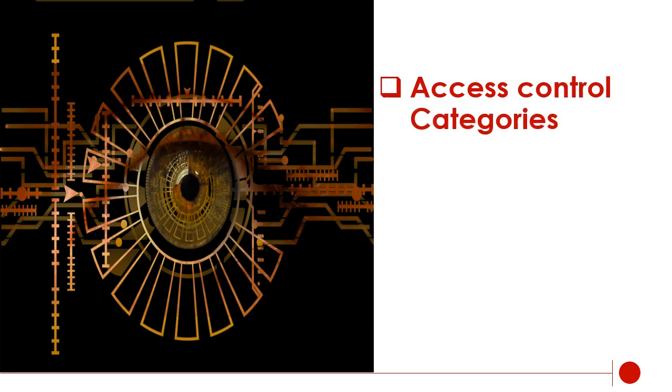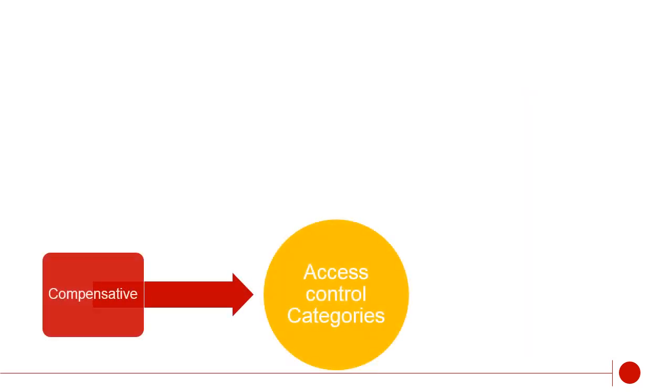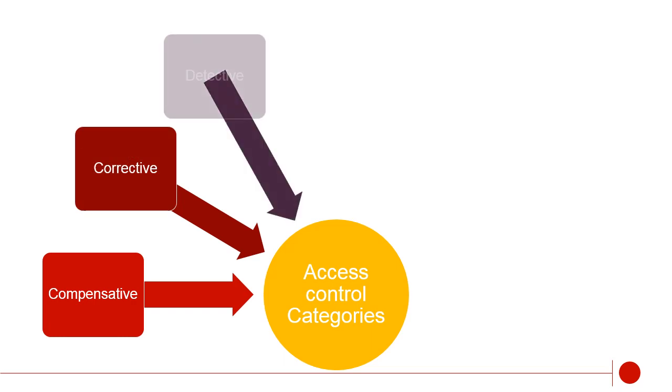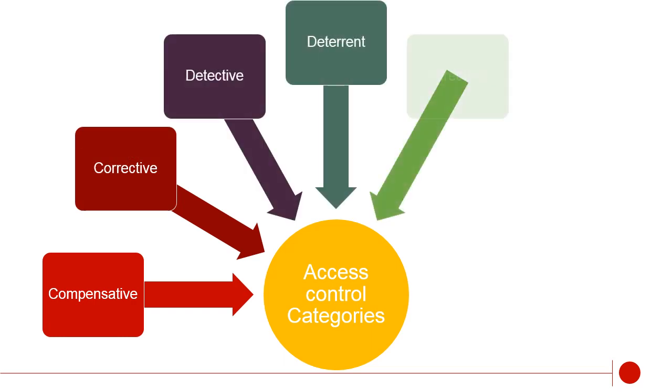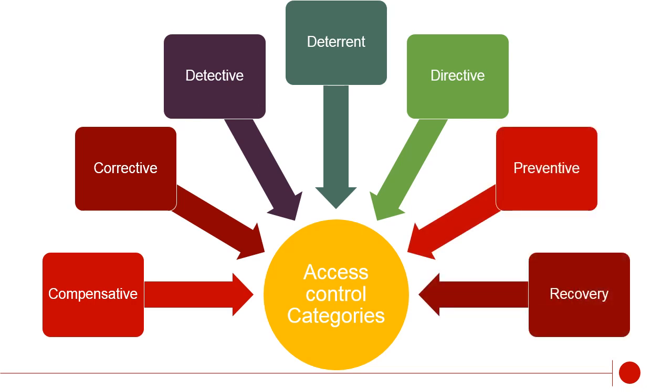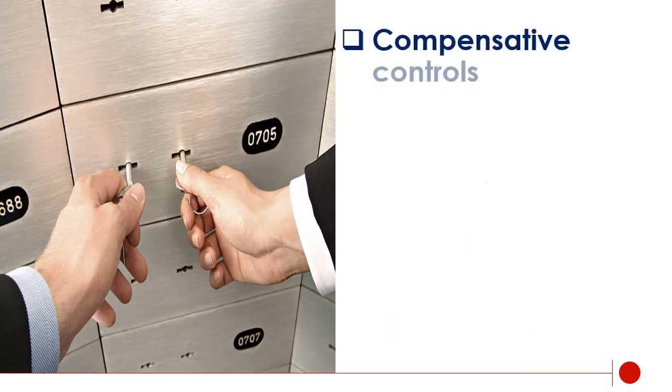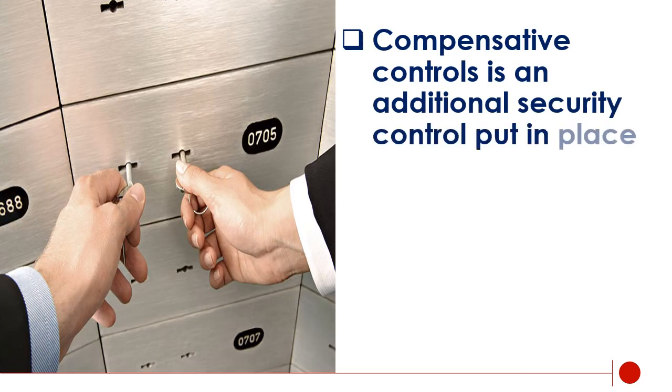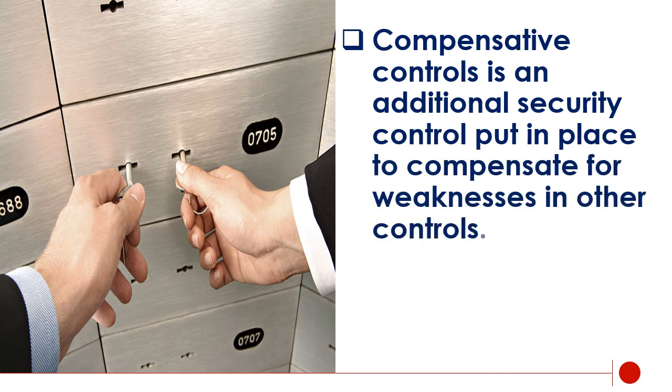Access control categories. Access control is divided into seven categories: compensative, corrective, detective, deterrent, directive, preventive, recovery. Compensative controls are additional security controls put in place to compensate for weaknesses in other controls. Examples include requiring two authorized signatures to release sensitive or confidential information and requiring two keys owned by different personnel to open a safety deposit box.